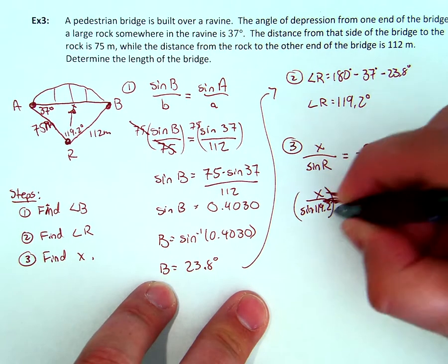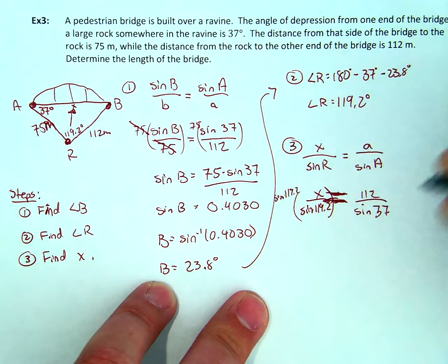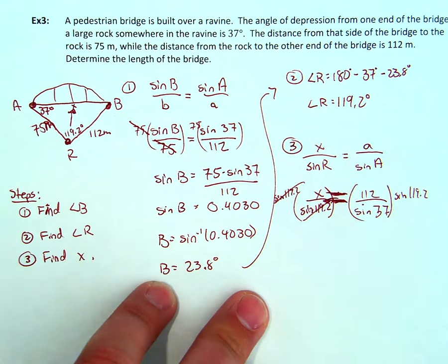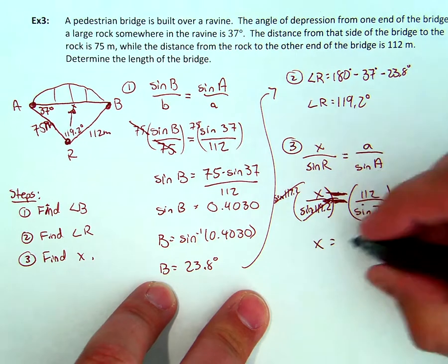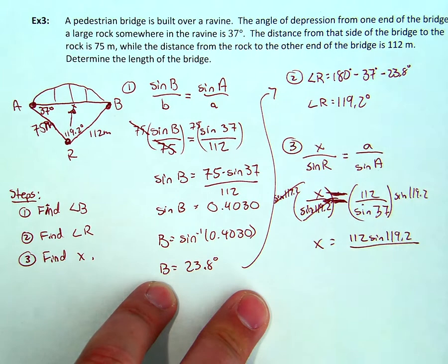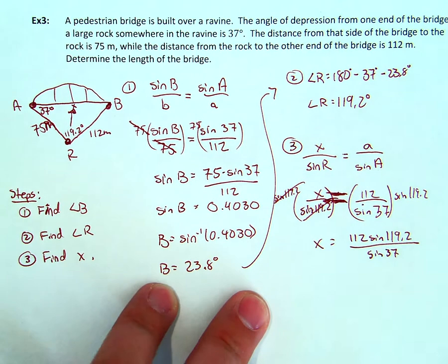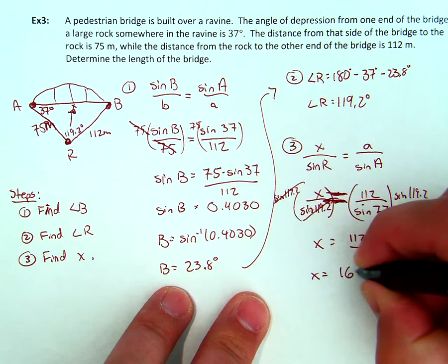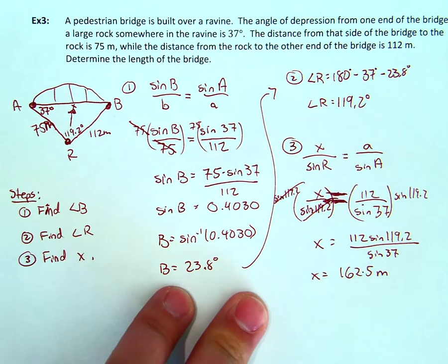Anyways, multiply both sides by sine 119.2, so the sine 119.2 on the left side of the equation will divide out, and I'll be left with x equals 112 times sine 119.2 over sine 37. So work that out on a calculator. So 112 times sine 119.2 divided by sine 37. Watch your brackets here. On your calculator, you might just close the bracket after you type in the angle. So I get x being 162.5 meters. So I write a therefore sentence.